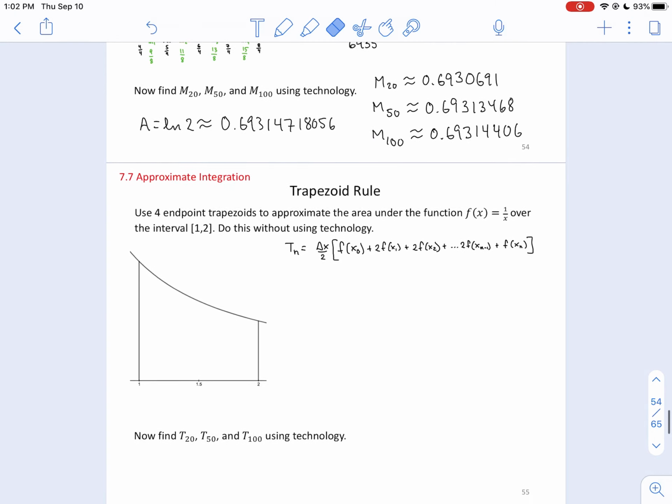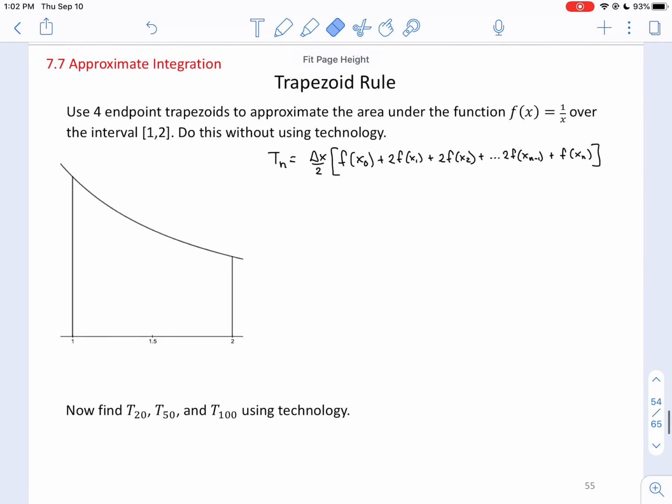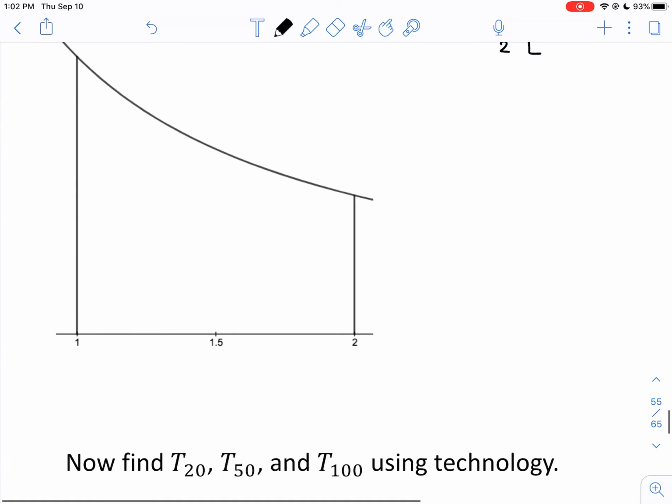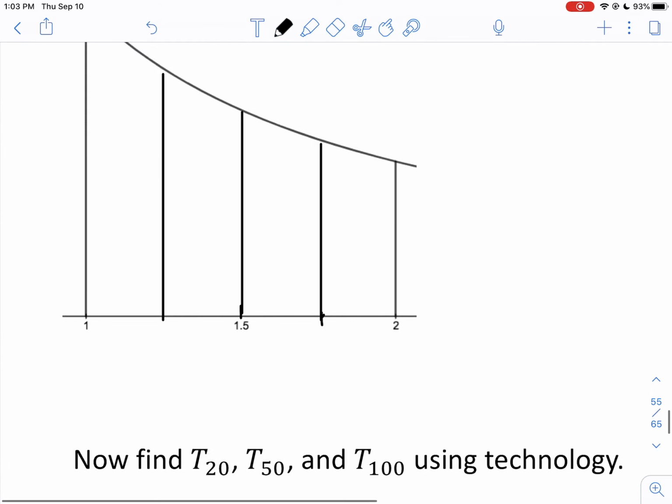Okay, let's move on to discussing the trapezoid rule. We're going to do the exact same function and region and approximate the answer, so we know the exact answer is natural log of 2. This says use 4 endpoint trapezoids, and there's a reason I call them endpoint trapezoids. The 4 means to break this interval up into 4 subintervals. It's good to determine all of these.